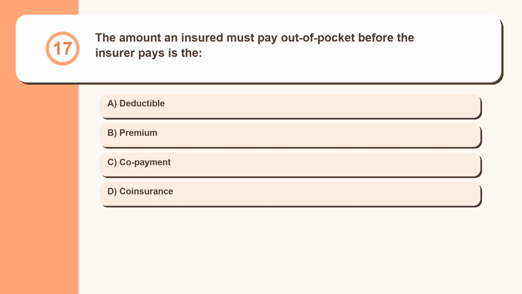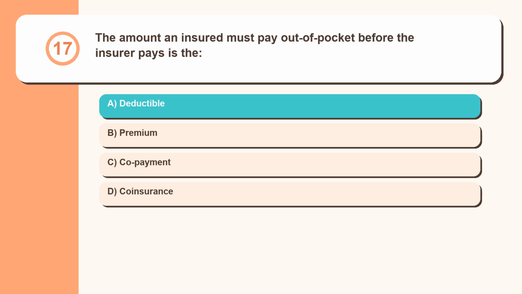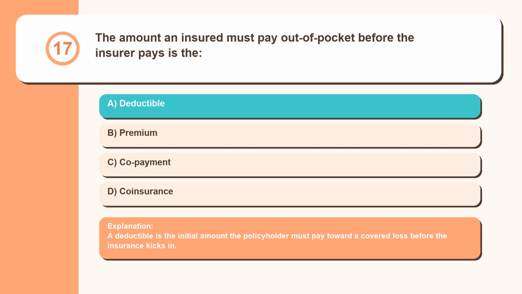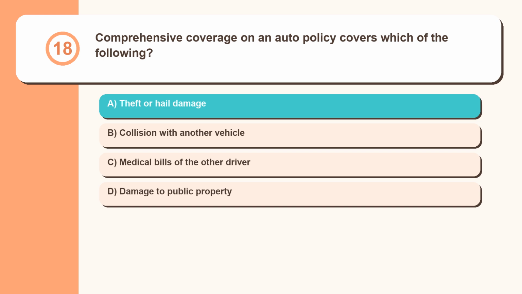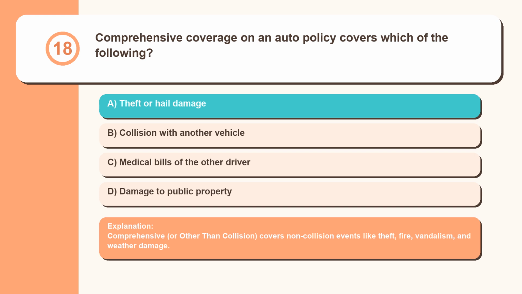Question 17. The amount an insured must pay out of pocket before the insurer pays is the deductible, premium, copayment, coinsurance. A deductible is the initial amount the policyholder must pay toward a covered loss before the insurance kicks in. Question 18. Comprehensive coverage on an auto policy covers which of the following? Theft or hail damage, collision with another vehicle, medical bills of the other driver, damage to public property. Comprehensive, or other than collision, covers non-collision events like theft, fire, vandalism, and weather damage.